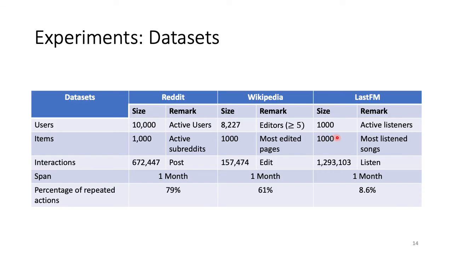To validate the proposal, we perform empirical evaluation using 3 real-world datasets from Reddit, Wikipedia, and Last.fm. The datasets contain 1 month of interactions, and interactions are significantly repeated for Reddit and Wikipedia, as you can see here, whereas repetition is very sparse in the case of Last.fm.